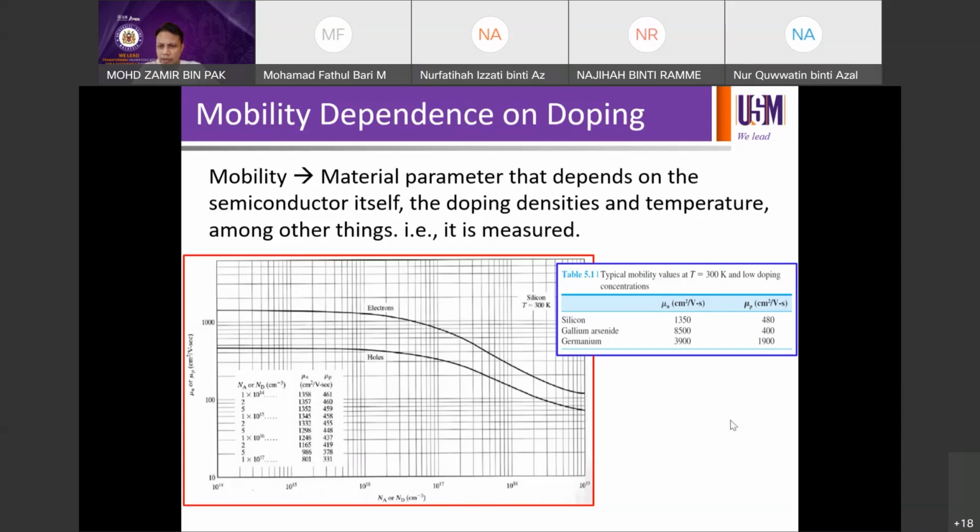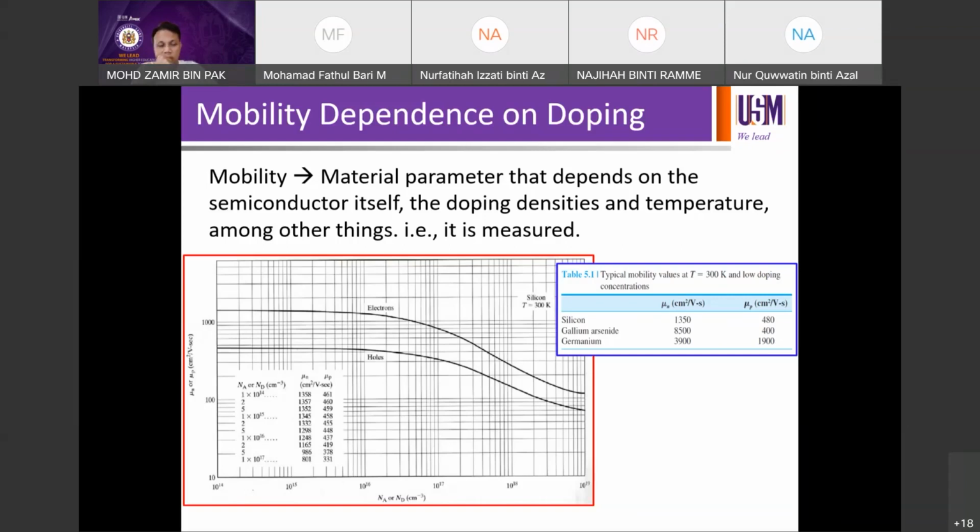Okay, Fatul said different concentration. What do you mean by that, Fatul? How do you tell the difference, or how do you come to the difference between concentration? Maybe you can elaborate a bit?